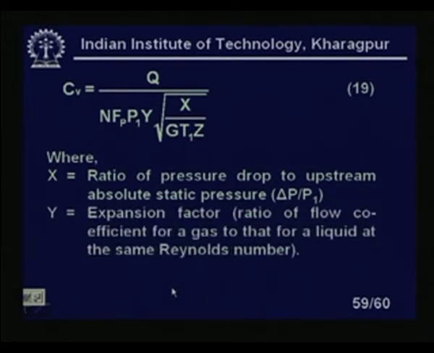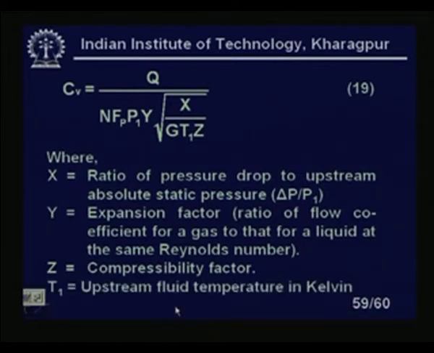Y is the expansion factor, the ratio of the flow coefficient for a gas to that for a liquid at the same Reynolds number. Z is the compressibility factor, and T1 is the upstream fluid temperature in Kelvin. So, all the legends are defined.